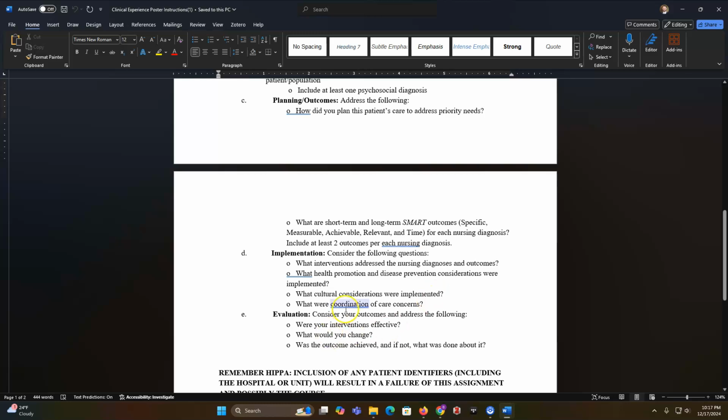And then what were your coordination of care concerns? Who did you all work with? Did you work with providers, social workers, case managers, respiratory therapists, PT, OT, speech? Who did you all work with on this patient? Because some of your patients are going to be very complex and they're going to need a lot of different people to coordinate their care.